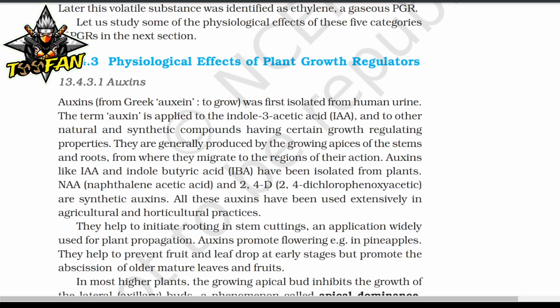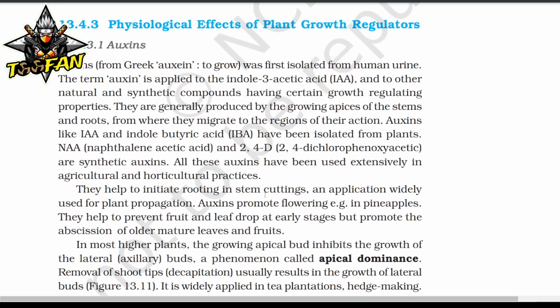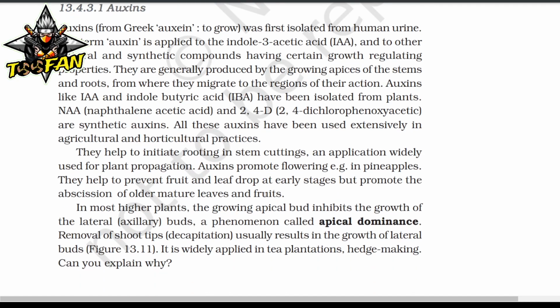Auxins like IAA and indole butyric acid, IBA, have been isolated from plants. NAA and 2,4-D, dichlorophenoxyacetic acid, are synthetic auxins. All these auxins have been used extensively in agriculture and horticulture practices. They help to initiate rooting in stem cuttings, an application widely used for plant propagation. Auxins promote flowering in pineapples. They help to prevent fruit and leaf drop at an early stage but promote the abscission of older mature leaves and fruits.